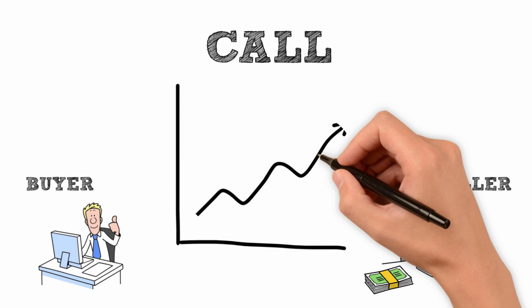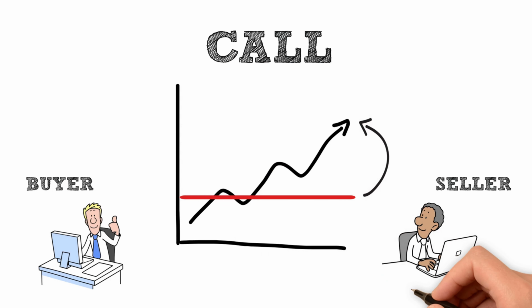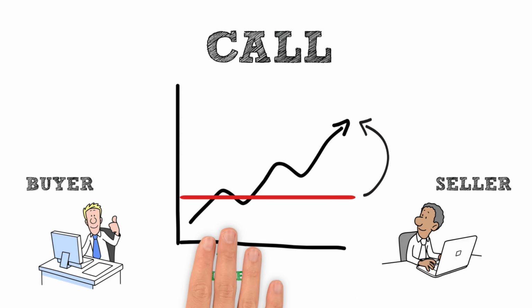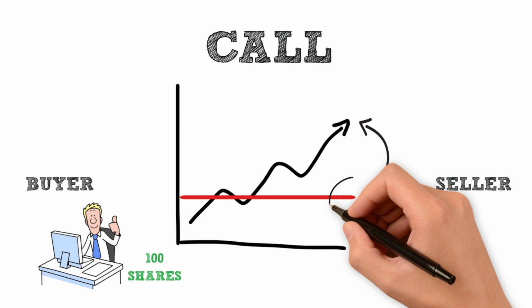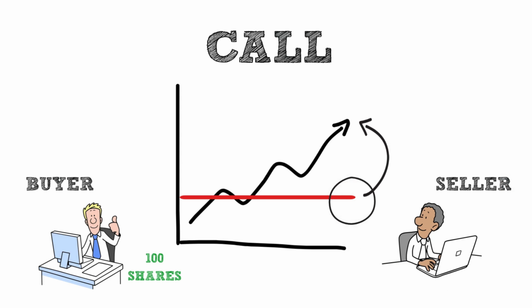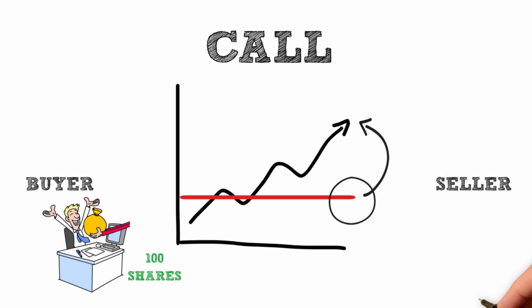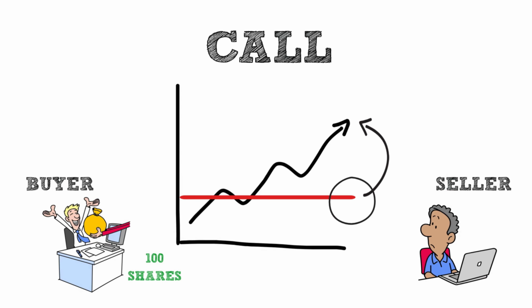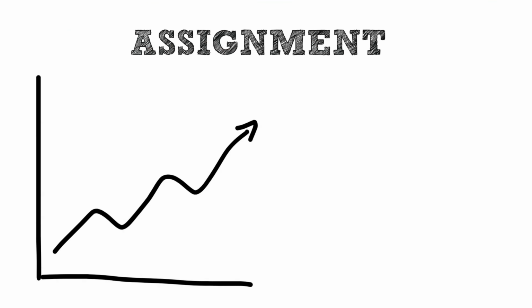The contract buyer agrees that if stock price ends up above their strike price during the contract period, they have the right, but not the obligation, to buy 100 shares contained within that contract from the contract seller at the strike price value. This is below the current value. They will profit by buying shares for less than what they are worth. This is referred to as assignment. Let's take a closer look.